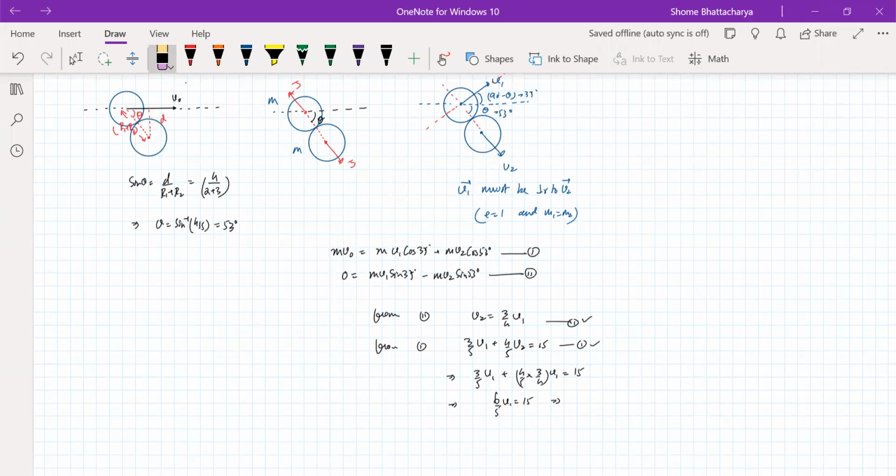We have taken 53 as this angle, so that's okay. So equation 1, let's check again. This is 37 and this is 53. I think the values have gone wrong here. Cos 37 is 4 by 5, no? And cos 53 is 3 by 5. So that is where this has gone wrong. This equation is incorrect.